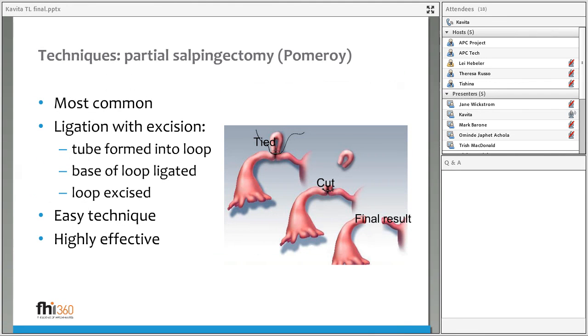One of the techniques that's commonly used for mini laparotomy is something called the modified Pomeroy procedure, which is a partial salpingectomy, which means a portion of the tube is removed. And it's really easy to do. When I was on faculty in residency programs, it's one of the first procedures that we teach interns to do, in addition to neonatal circumcision. Basically how it works is that a bit of the tube is grasped and the base is ligated, and then the portion that's looped is excised. So it's a very easy technique, but it's highly effective. And then what happens as the tube heals is that you have two healed ends that separate.